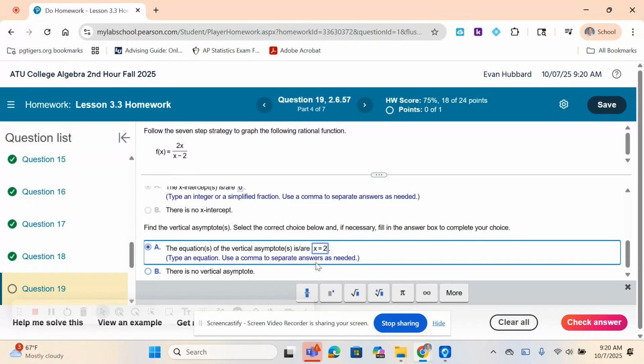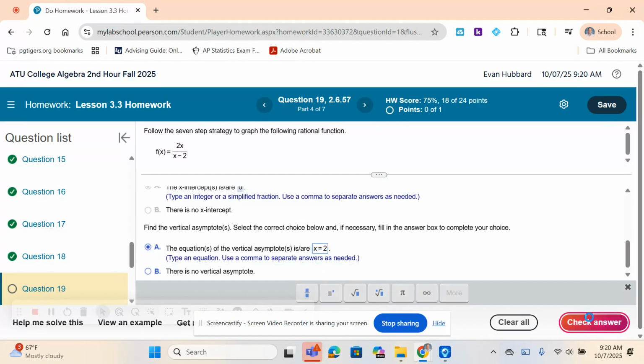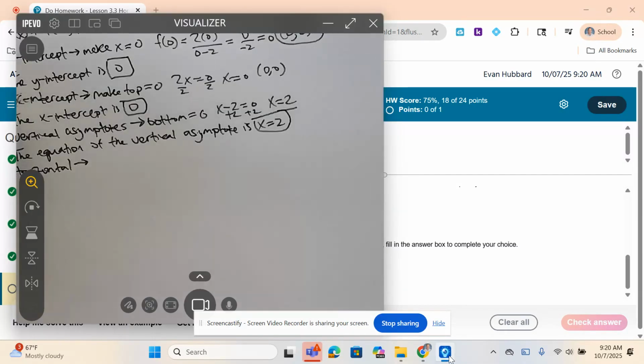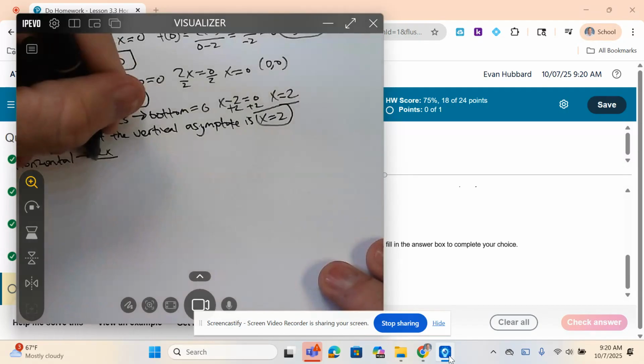The vertical asymptote is x equals 2. Okay. Horizontal, so you see which one has a higher power. It's a tie because 2x and x minus 2. 2x divided by x minus 2, it's a tie.